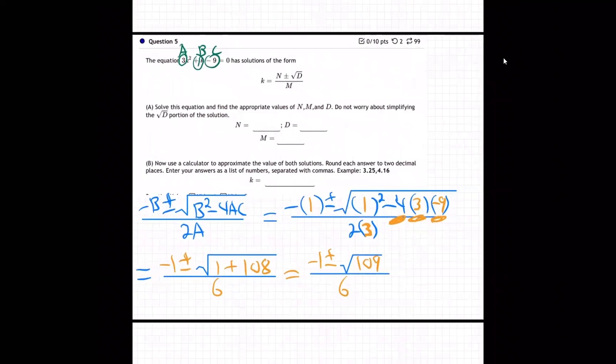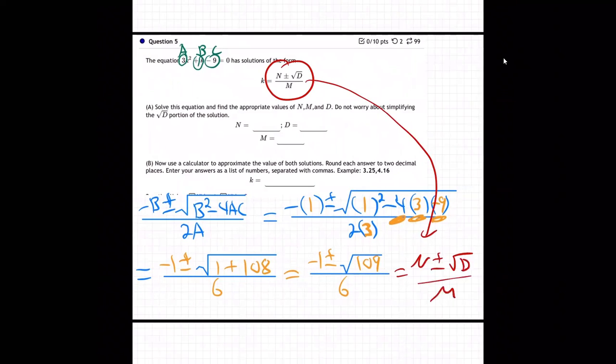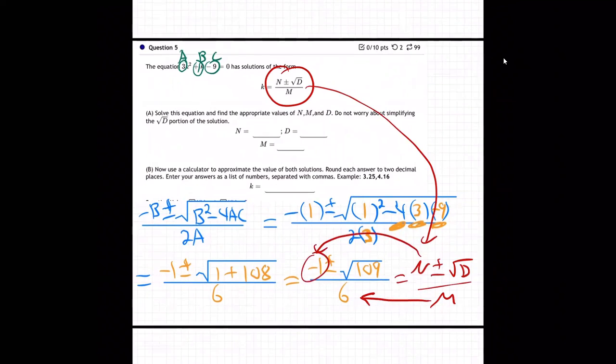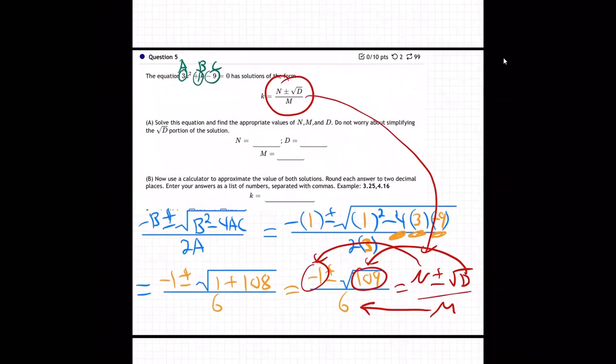So notice, let me grab this right here and bring it right over here. They want us to say n plus or minus the square root of d, over m. They're just making up letters. So basically the m is 6, the n is -1, and the d is the 109. It's the thing inside the square root. So you see how I'm just identifying? I got my answer, and I'm matching it up with n, d, and m, the format they told me. The n is -1. The d is the part inside the square root, which is 109. The m is the denominator, which is 6. So they just want me to write those in.